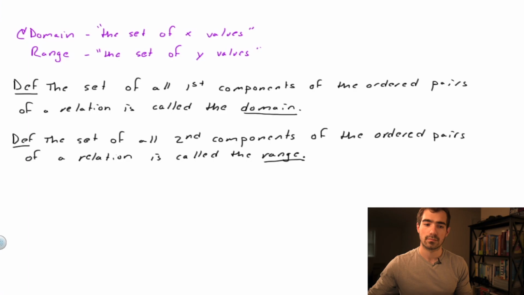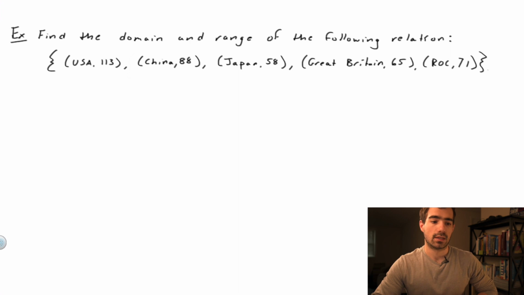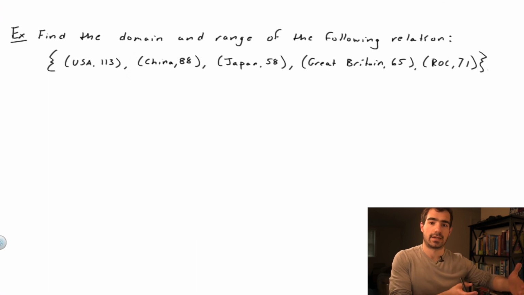So the first components represent the domain. That's like the x values in the specific case of an equation that we're going to graph. The set of all second components, which is the y values in the specific case of an equation we're going to graph, is called the range. And so let's look at an example. We want to find the domain and range of the following relation, right? This is one of our key objectives. Can we identify the domain? Can we identify the range?